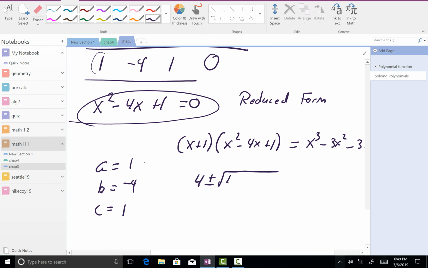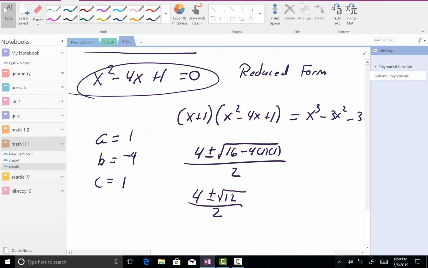So b squared, I'm just going to put 16 there, minus 4 times 1 times 1, all over 2. All right, so I took negative b, the opposite of b, plus or minus the square root of 16, b squared, minus 4 times 1 times 1, a c, divided by 2. So 4 plus or minus the square root of 12 divided by 2. Does that make sense, what we're doing there?